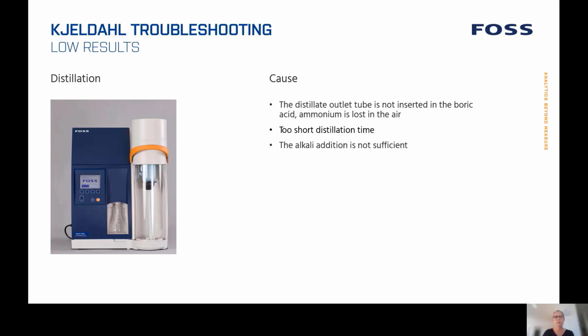If you have low results, the reason in the distillation step could be that the distillate outlet tube is not inserted in the boric acid. That means that you will lose ammonium to the air. Could be that the distillation time is not long enough, or it can also be that the alkali addition is not sufficient.